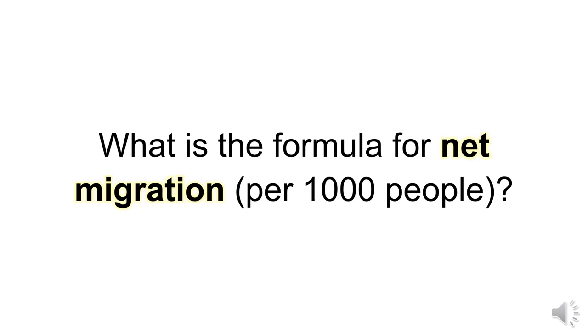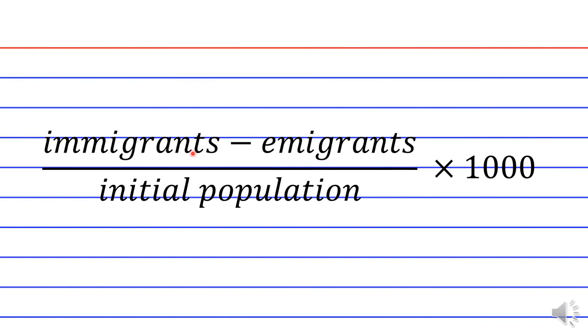What is the formula for net migration? And net migration is expressed per 1,000 people. All right, I'll give you a moment to think, and with all the migration patterns we just discussed, I think you can guess it. That would be immigrants minus emigrants over the initial population times 1,000 to get that per 1,000 basis.